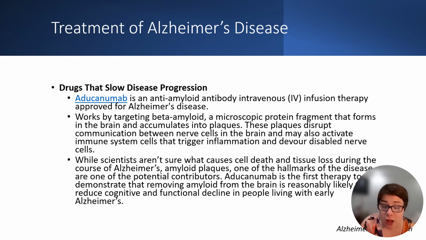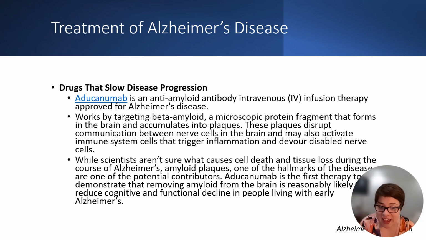So for example, drugs that actually attempt to slow disease progression. One example is aducanumab, which is an anti-amyloid antibody, IV infusion therapy. Basically it works by targeting the beta amyloid protein. And this is the one that forms in the brain and accumulates into plaques, right? These plaques are going to disrupt communication between nerve cells in the brain and may also activate immune system cells that trigger inflammation and devour disabled nerve cells.